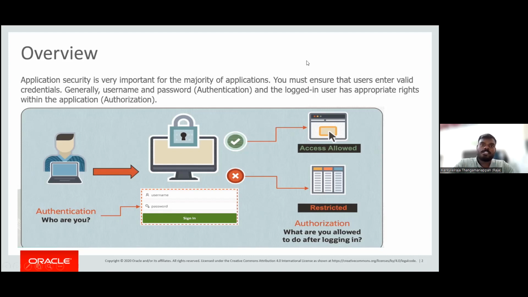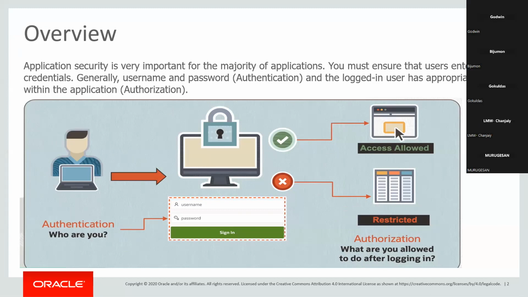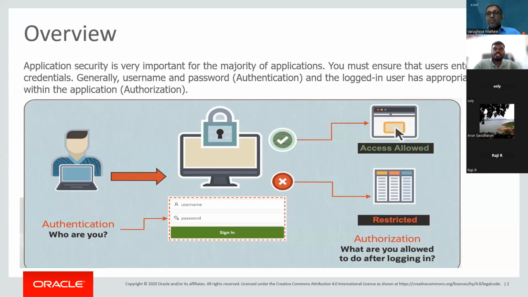That is called authorization. So today we are going to discuss two things: one is authentication, and the other is authorization. Authentication is nothing but, before the user enters the application, validating whether the user entered correct credentials or not. After the user logs in, he or she has appropriate rights, meaning privileges. That is called authorization. That is the definition of authentication and authorization.